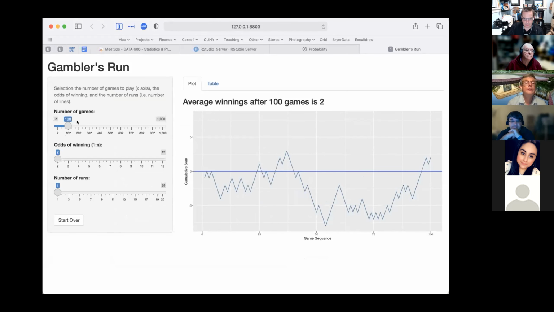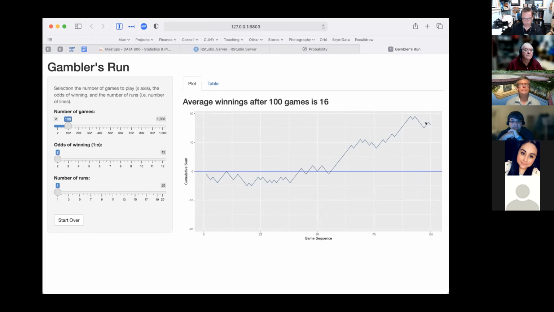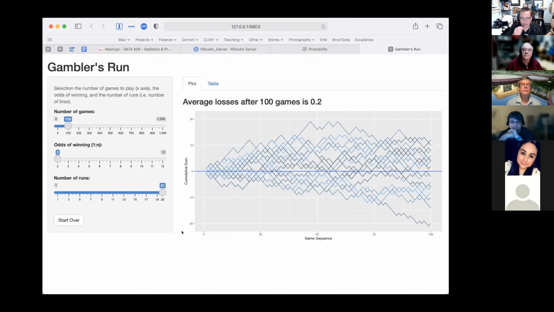So if we say we're going to add 1 if we get a heads, and we're going to subtract 1 when we get a tails, we ended up with like 16 more heads in this particular run, right? And I can click start over. Now we ended up on the bottom side, right? And we're going to end up all over the place, and there's a number of runs. So I could say, well, let's just do 20 at a time, right?